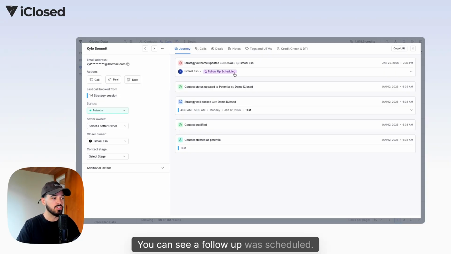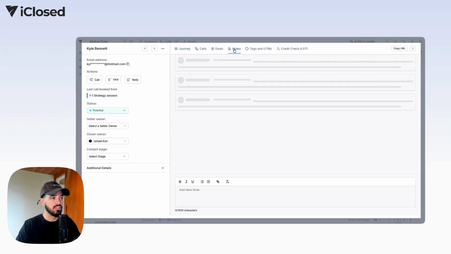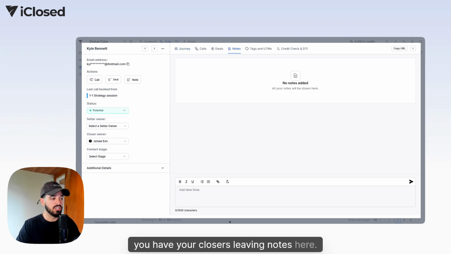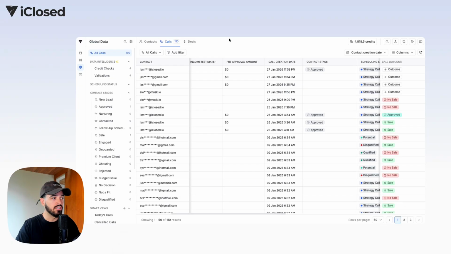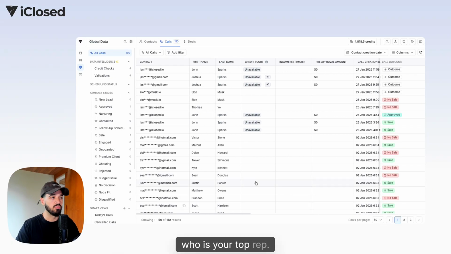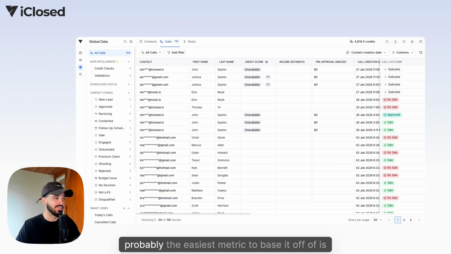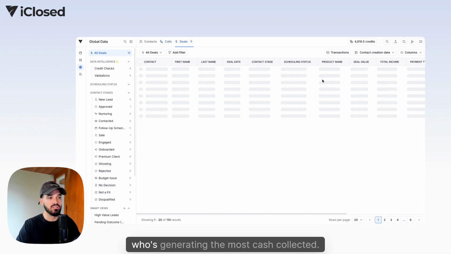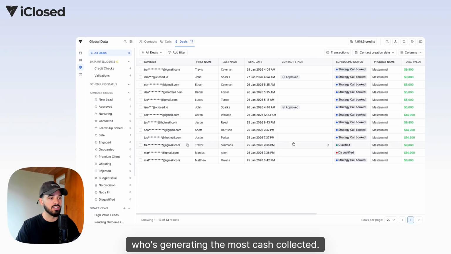You can see a follow-up was scheduled. Ideally, you have your closers leaving notes here, right? And so this is where you want to be looking to gather data on who is your top rep. Of course, probably the easiest metric to base it off of is, who's generating the most cash collected.